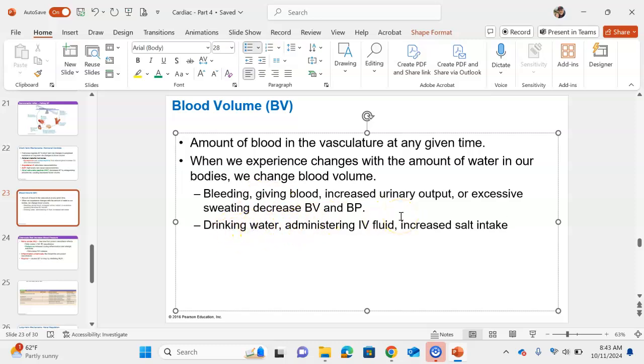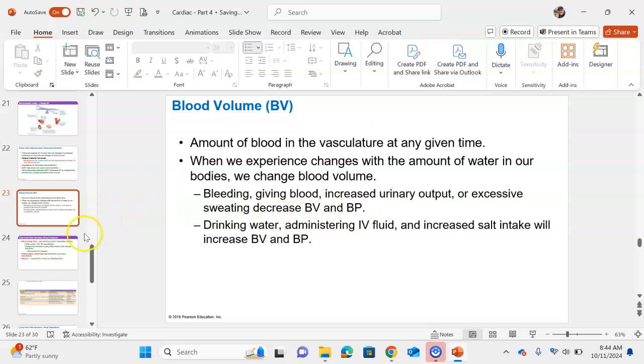All right, so those are just a small sample of things that will manipulate blood volume. And when you manipulate blood volume, it automatically increases or decreases blood pressure. So it's a very important factor. Drinking water, administering IV fluids, and salt intake will increase BV and BP. Boom, there you go with blood volume. I'm surprised I didn't have that in there already.